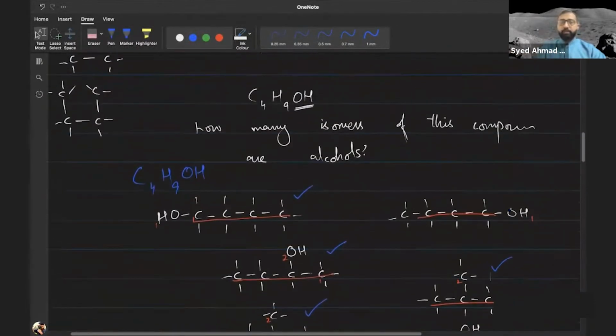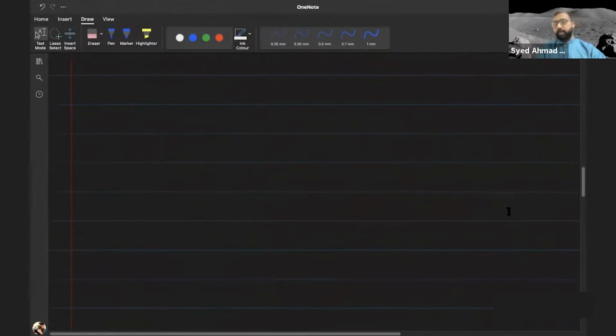All right, so let's move on. So that was isomers. The next thing that a lot of students have issues with is nomenclature. So what is nomenclature? Nomenclature is how you name compounds. So what are the rules in nomenclature? Good thing for O levels and IGCSE is that you don't need to know how to name branches.